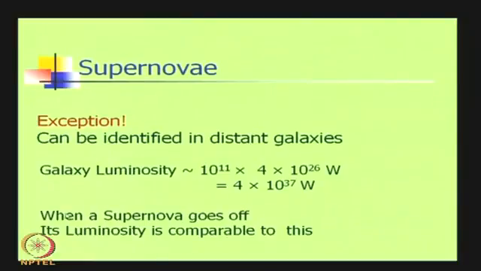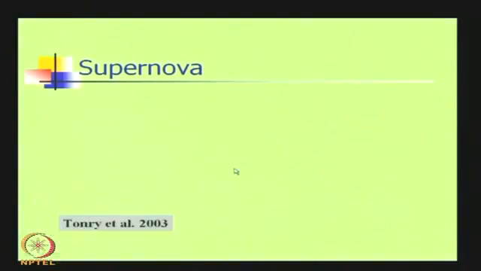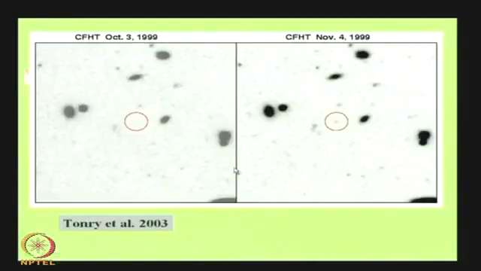The luminosity of a supernova can be comparable to that of the entire galaxy when the supernova goes off. So, they are easy to identify, and so you can identify them even in distant galaxies. That is the key point. So, this shows you two images of the sky.